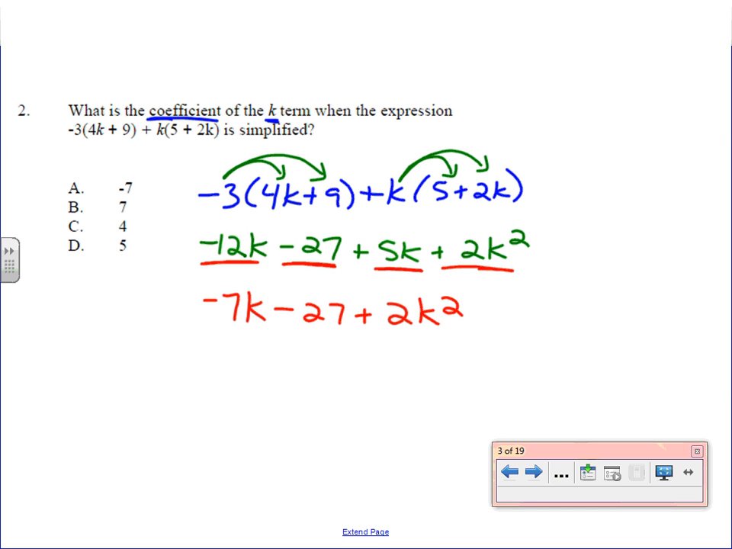Now the question asks for the coefficient of the k term. In other words, what's the number in front of the k? Not in front of the k squared, but in front of the k. What number do you see in front of the k? Negative 7. Therefore, the correct answer here should be A. Now, I may decide tomorrow on the test, I'll ask you what's the coefficient for the k squared term. And if I ask you that, then in this case, it would be a 2. So make sure you pay attention to what I ask.